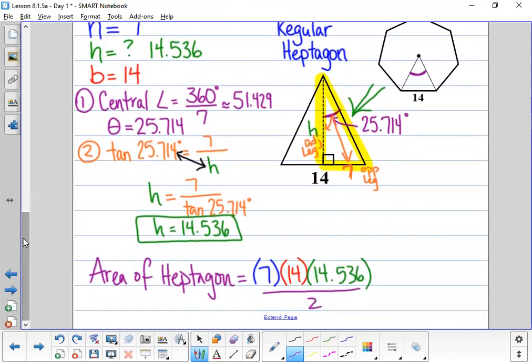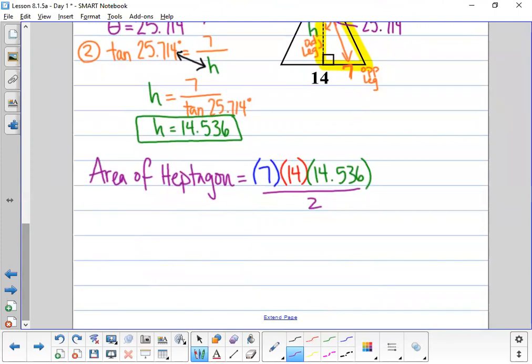So now I can put this into my calculator. 7 times 14 times 14.536 divided by 2. And I get that the area equals 712.264. And again, I don't have units, so I'll just call it units squared.